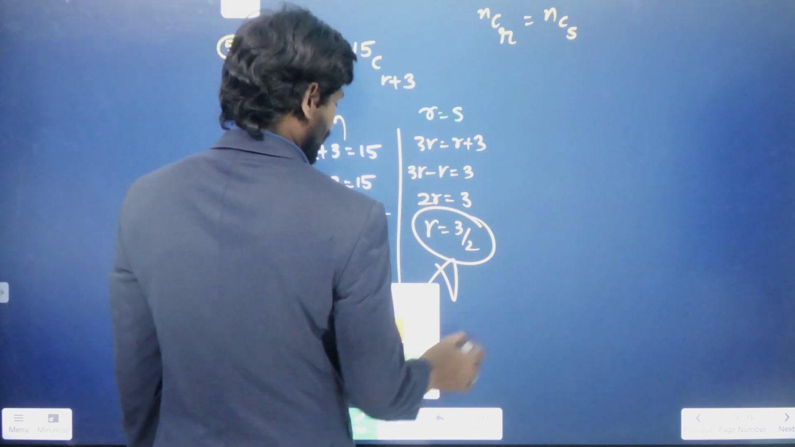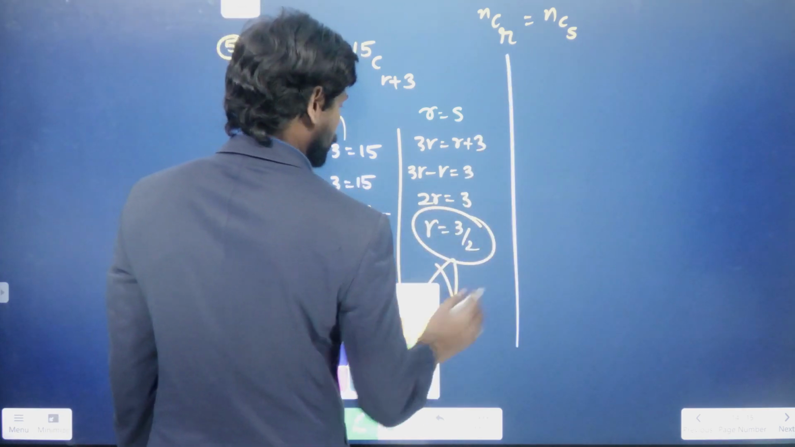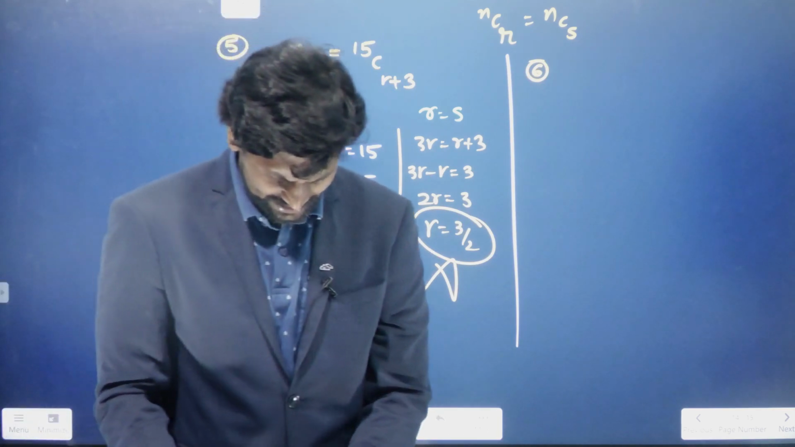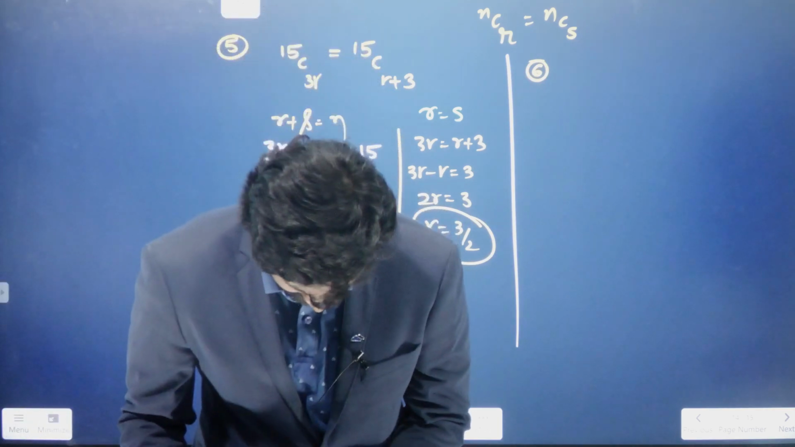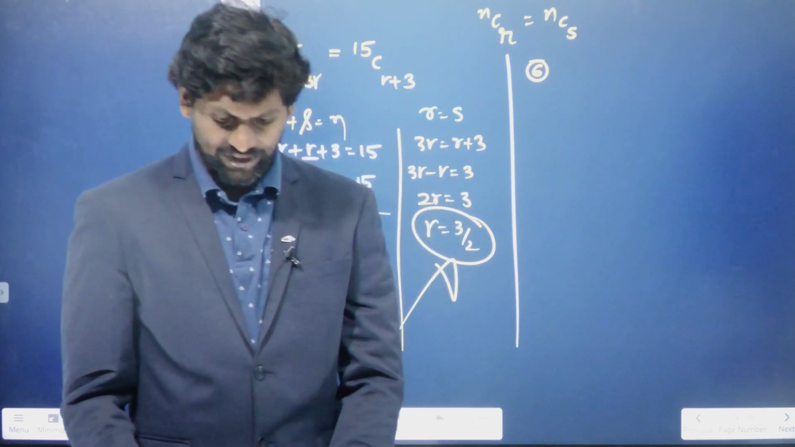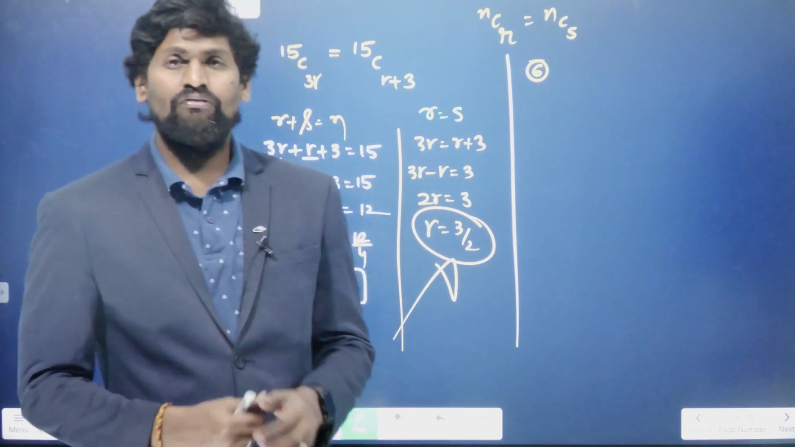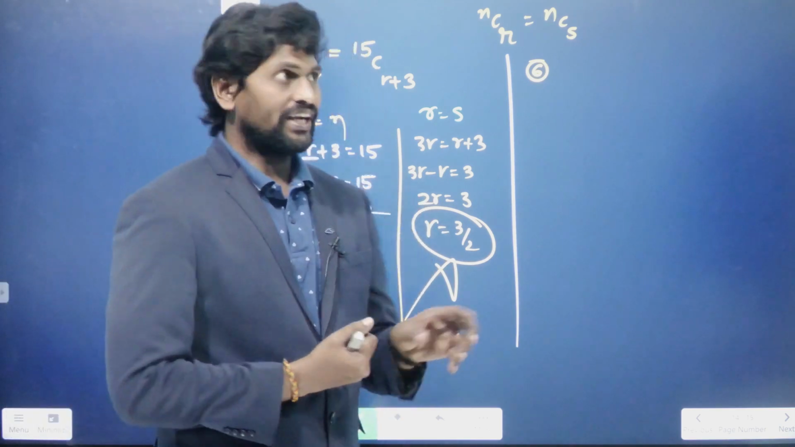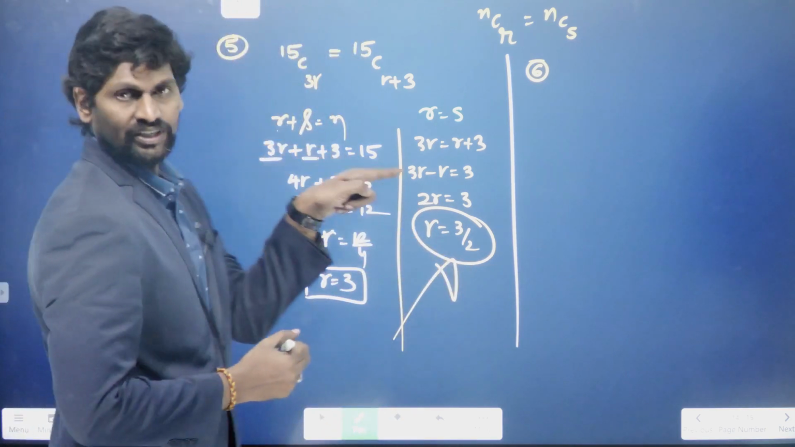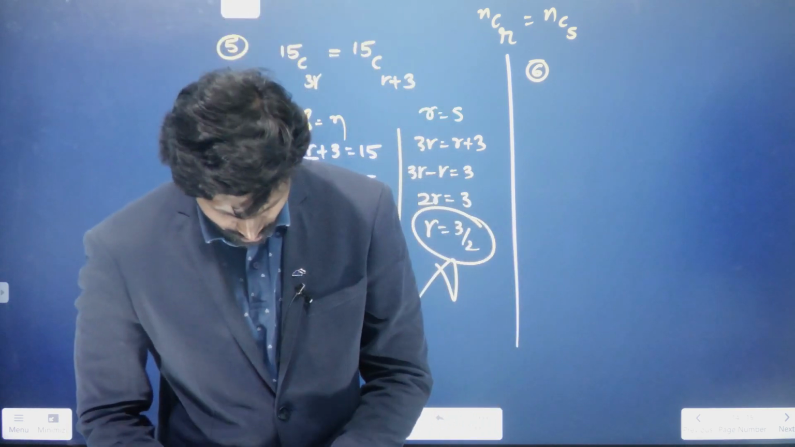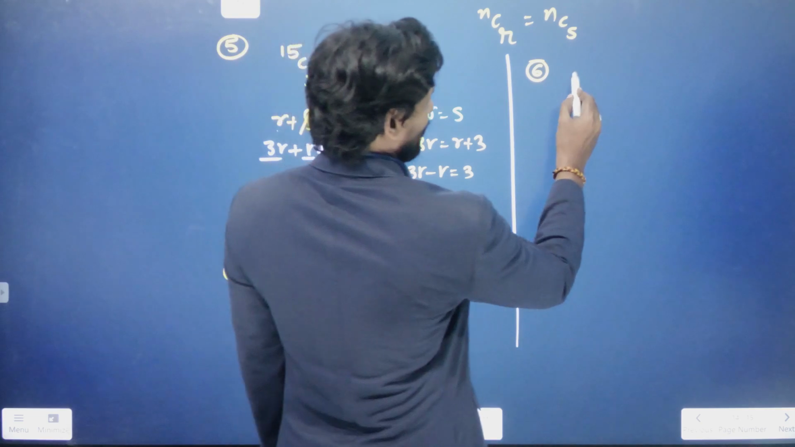Let us move on to the next problem, the sixth one. That is NC5 equals NC6. Then what is the N value? 5 cannot be equal to 6, so according to the second condition, R plus S is equal to N. So 5 plus 6 is equal to N. N value is 11.